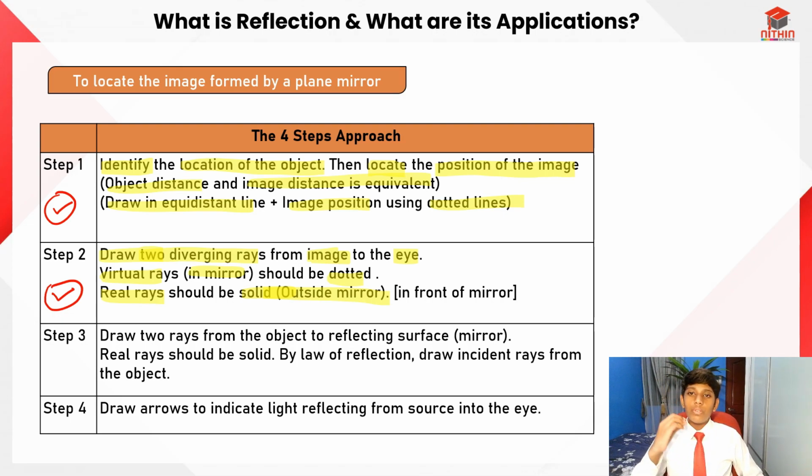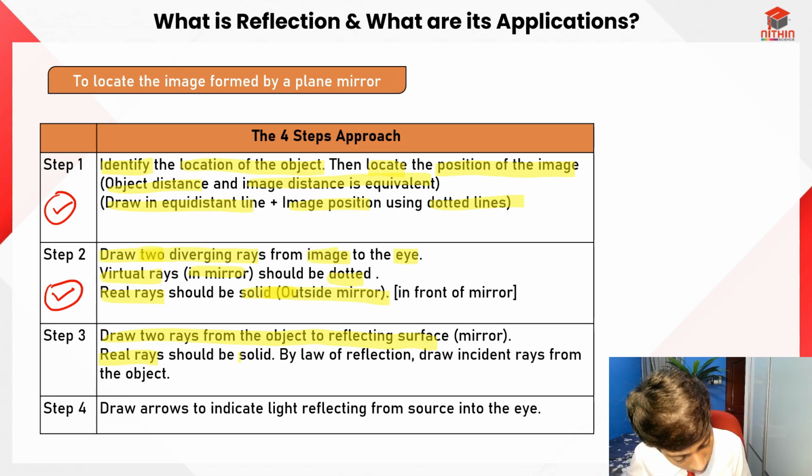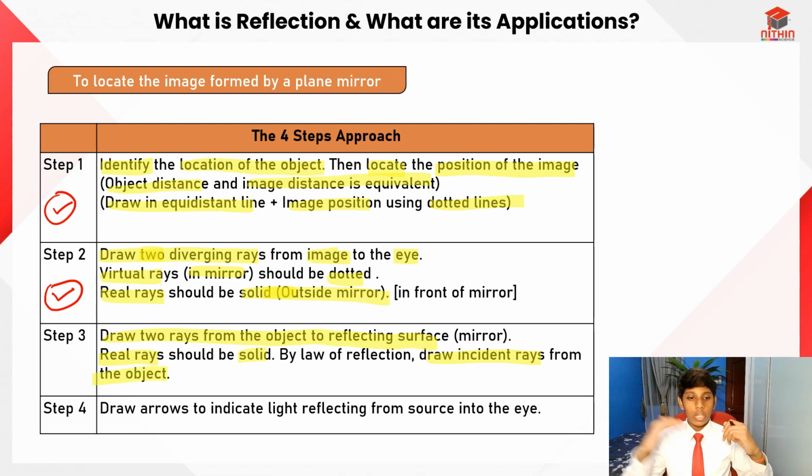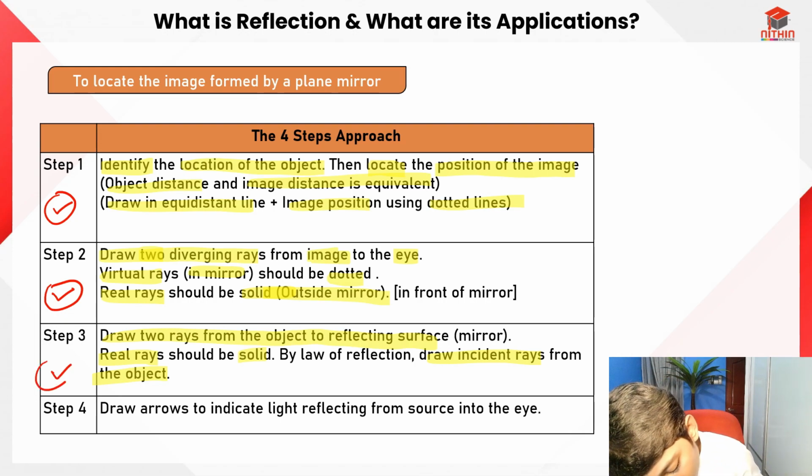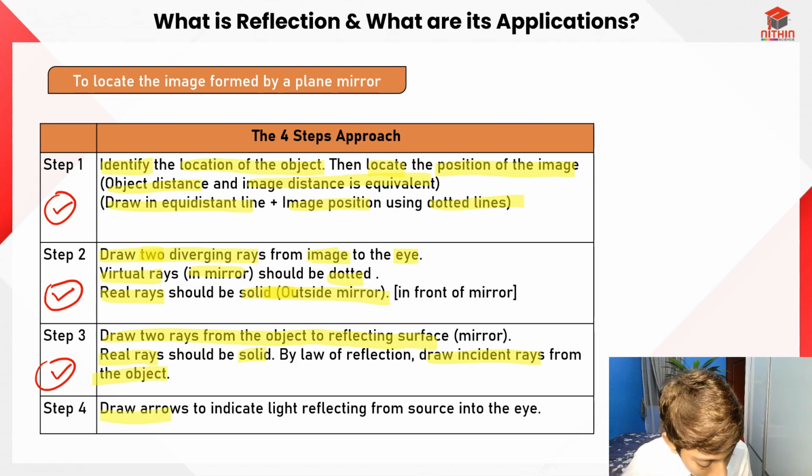Step 3, draw 2 rays from the object to the reflecting surface. The real rays should be solid, by the law of reflection. Draw incident rays from the object. The incident rays should be from the object itself, not from the image. So step 3 is complete as well. Lastly, step 4. We are supposed to draw arrows to indicate light reflecting from the source into the eye. So step 4 is also done.